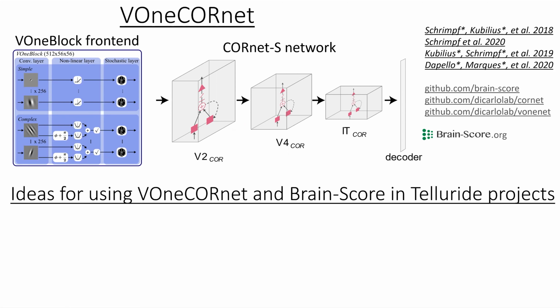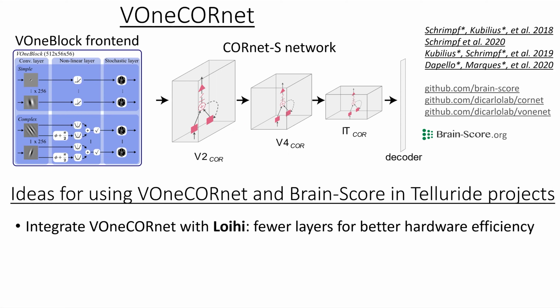And maybe to give you some ideas of how you might want to use this, I thought about some of the projects, and I think there are some pretty nice synergies here, both in the limited time we have, but maybe also more long term. So one idea that has been floating around for us forever now is that you could try to integrate VOneCORnet with Luigi or with a hardware chip design. And because CORnet has way fewer layers, you might actually get some good trade-offs in terms of hardware efficiency. Because you have to pack fewer steps into the hardware, you might become more efficient.